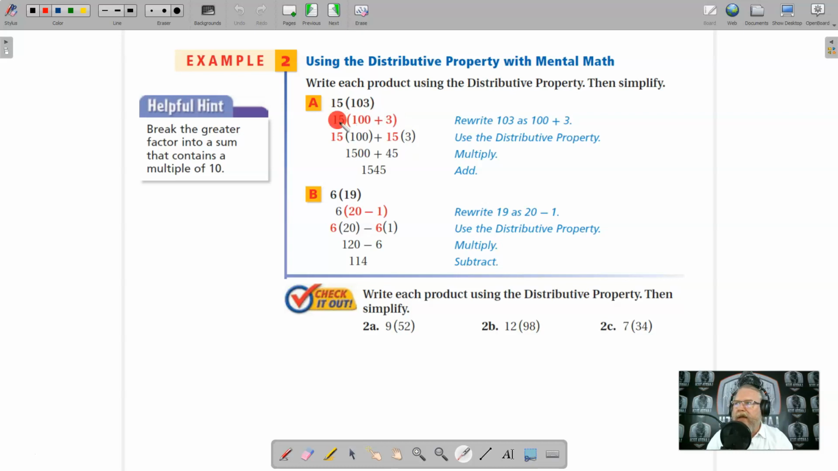Now let's go ahead and do 15 times 100. We see that here. And 15 times 3. We see that there. Now, 15 times 100 is pretty easy, right? It's just 15 with 2 zeros on the end, 1500. And 15 times 3 is 45. Now we can do 1500 plus 45 is 1545. I should just say 1545.